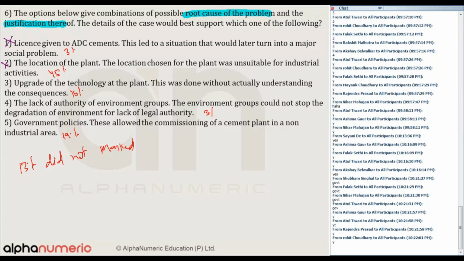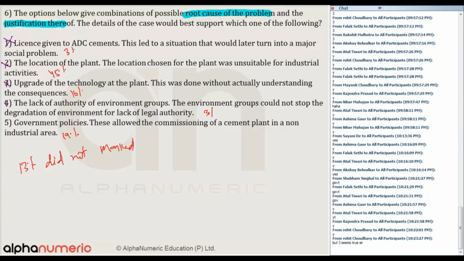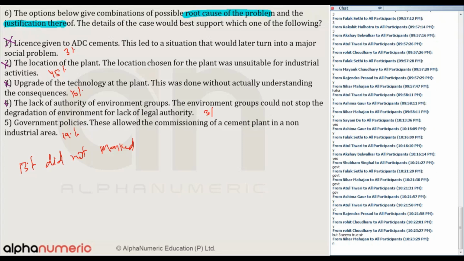The best answer in this case is of course option number 5. Now, if anyone wants me to discuss in detail, apart from this, 3 seems to be true. Okay, we'll discuss that.